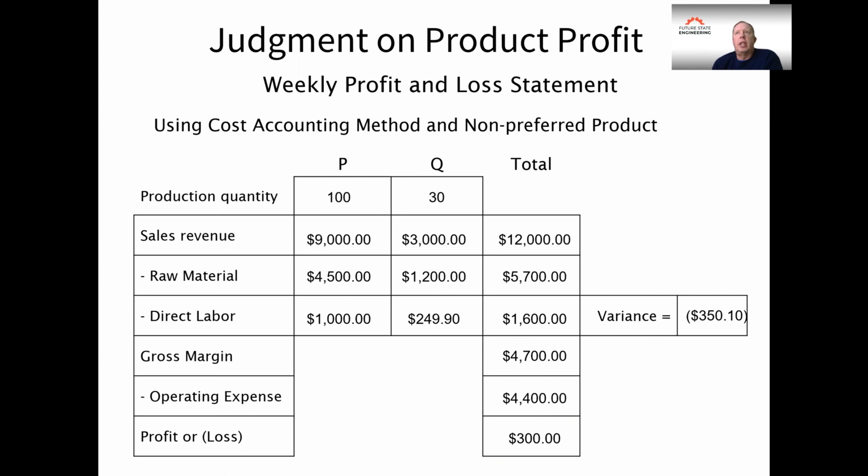To check to see if there's a different way, what if I switched my mix? So what if I switched the mix and said, well, I want to produce all of P, which is the lower margin, and less of Q, which is the higher margin. And when I run the P&L statement, what I find is a $300 profit. So just by changing the mix, I can get a different profit, but this doesn't make sense because we produced more of the non-preferred product, the product with the lower margin, and got higher profit. So how is that possible?